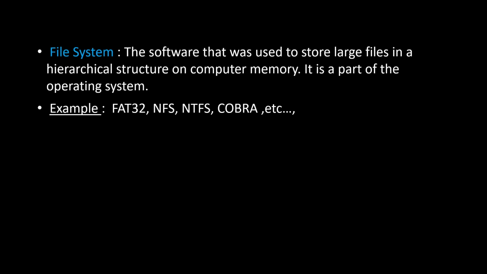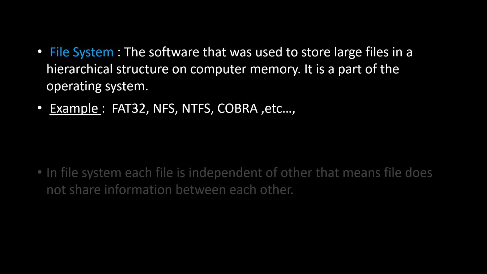Let's see what is meant by file system. The software that is used to store large files is known as file system. Here, the files are stored in a hierarchical structure on the computer memory. It is a part of the operating system. Example, FAT32, NFS, NTFS, and Cobra. And we also have a few more examples.